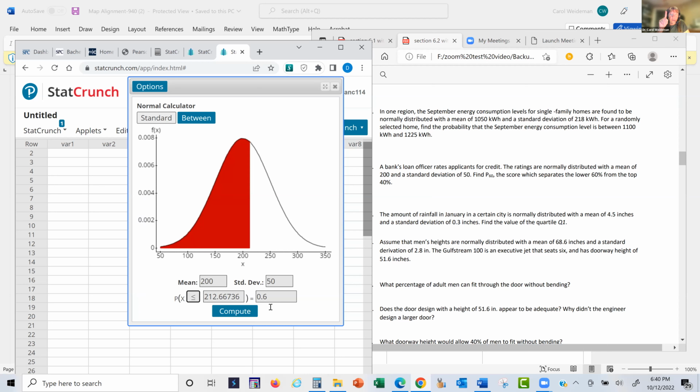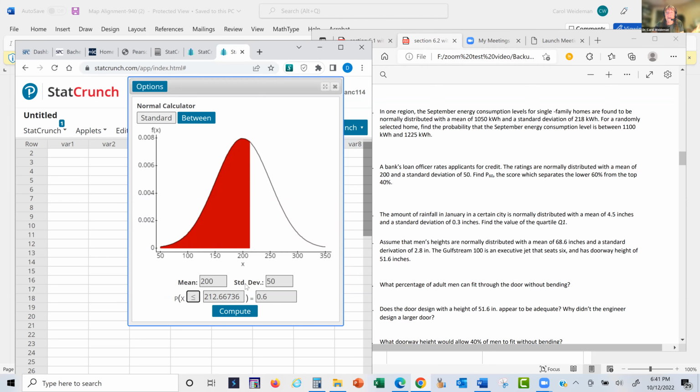So a credit score of 212, they're probably only going to do one decimal here, 212.7, would separate the bottom 60% of the customers or applicants from the top 40%. Which makes sense because the mean is 200, so it's a little bit higher than the mean, getting up to the 60%, and it's actually at 212.7. So that's a percentile problem. That's how you're going to do a percentile.